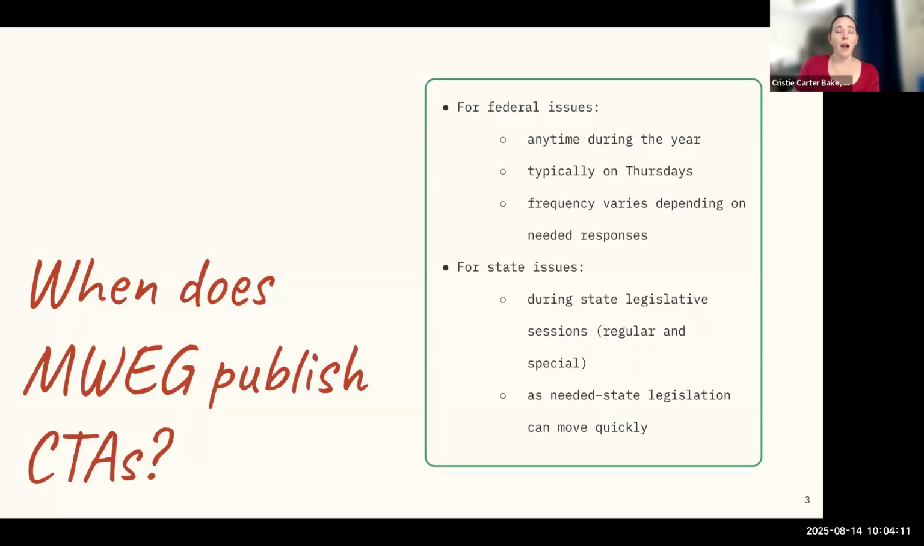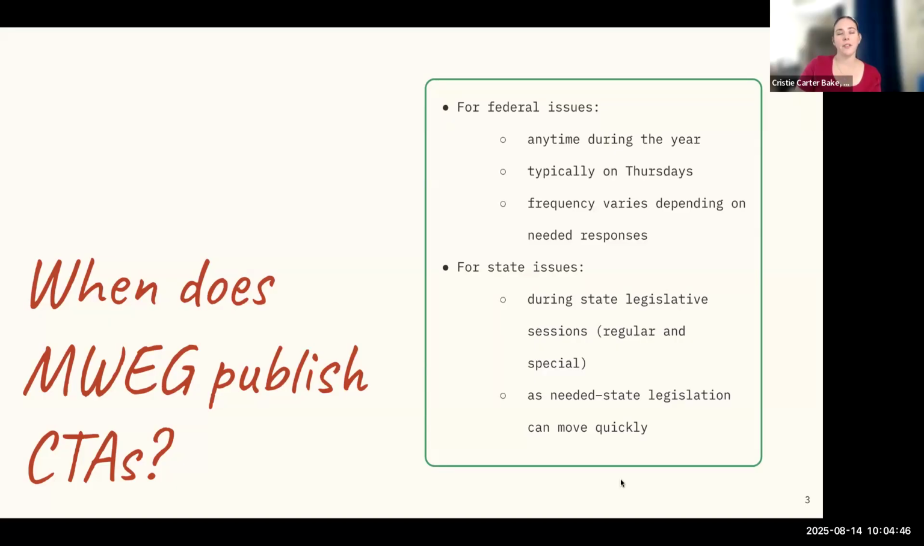So our publishing schedule for CTAs might seem a little bit erratic, but it is responsive to what's happening in either federal or state legislative bodies. So for federal issues, we can publish them anytime during the year. We typically put our advocacy content out on Thursdays. So whether that's a CTA or sometimes we'll do library pieces or more educational content around issues we're working on the advocacy side, whatever that is, including CTAs, that usually comes out on Thursdays.